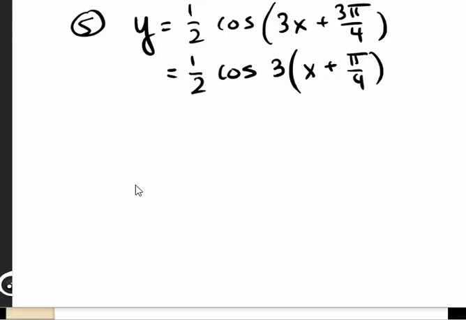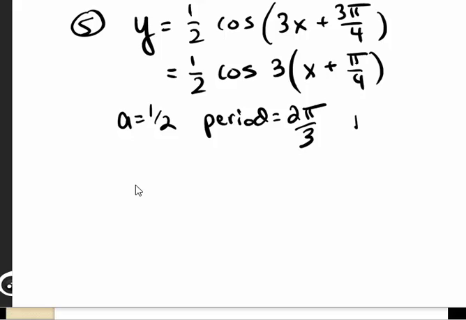So now we can see the amplitude is 1/2. The period, this one's a little weird, it's 2 pi over 3, so not going to be a nice multiple of pi there. And the phase shift, I'm going to abbreviate, would be negative pi over 4. This one needs to go to the left by pi over 4. That's not the easiest thing to do here. Let's draw the graph first without the phase shift.